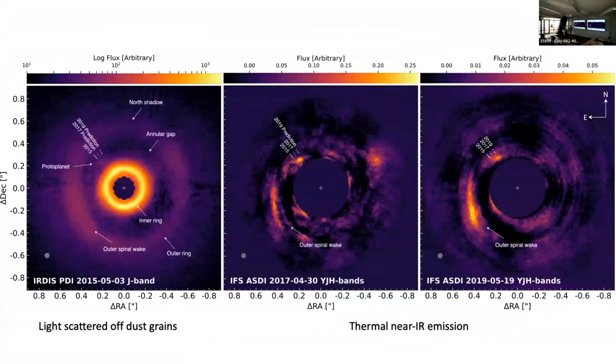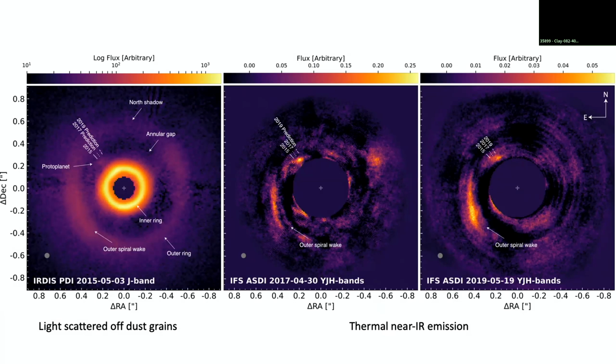So we went to reducing a few data sets from the SPHERE instrument at VLT. So these are in the near infrared wavelengths. And basically what you're looking at is on the left, the same picture again, and then in the middle and the right is essentially thermal infrared emission between the 1 to 1.6 micron range. And what was very, very nice is our little blob was back across 2 years of data sets, and we also recovered the spiral wake, or what we think was the spiral wake from the planet.